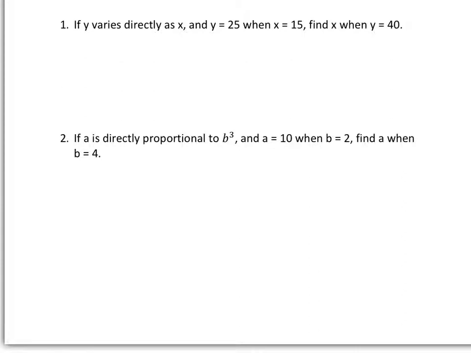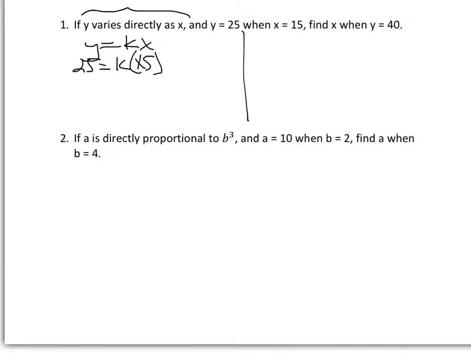So if y varies directly as x, remember, y varies directly as x, you should see immediately that this means y equals k times x. And y equals 25 when x is 15. There are two ways to solve it, and I'll show you both ways. The first way to solve it is to plug in our scenario to solve for k. So y is 25 and x is 15.